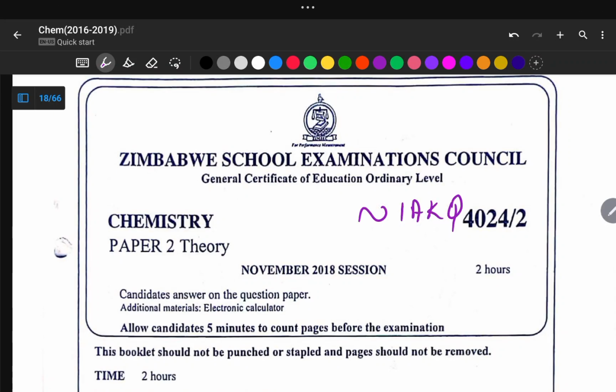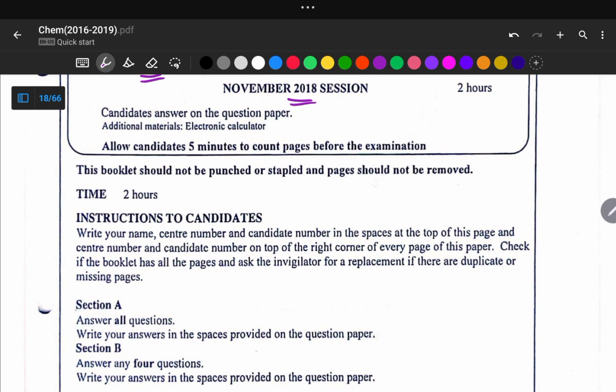So today we are going to have the continuation of the November 2018 paper from the Zimsec exam board, Chemistry Paper 2. So today we are starting with section B.